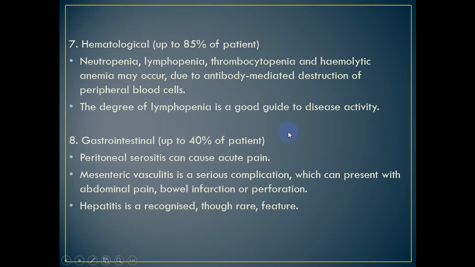GIT manifestation. Some patients complain of abdominal pain, which could be due to serositis, I mean peritoneal inflammation, or due to vasculitis with involvement of the mesenteric vessel, which leads to inflammation in the wall, edema, and partial or complete occlusion of the mesenteric vessel that leads to ischemic bowel. Hepatitis is a recognized complication or may be an added autoimmune disease, I mean overlap syndrome.